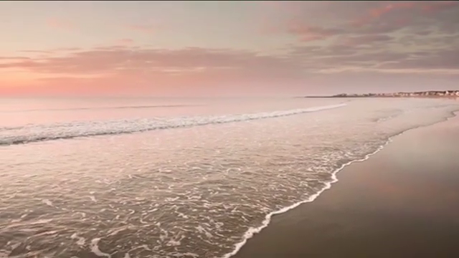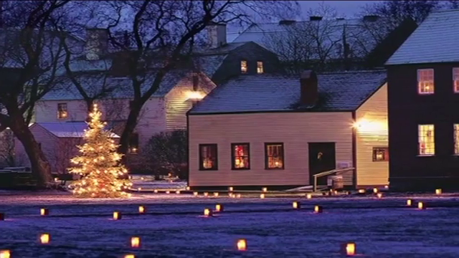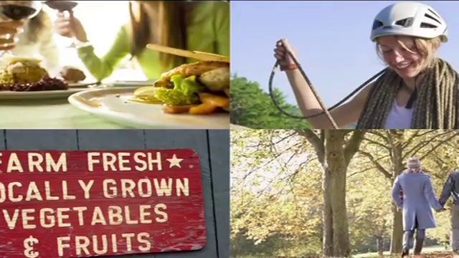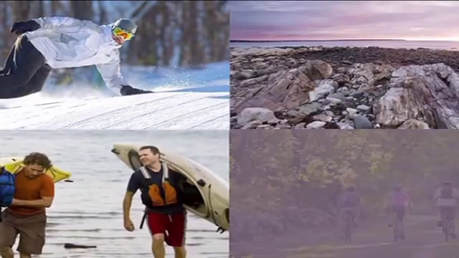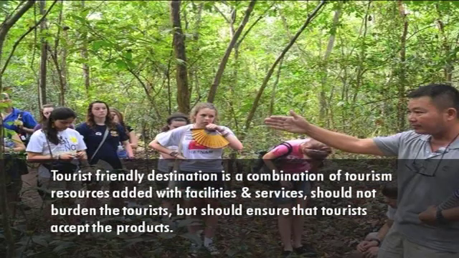In tourism, a product consists of several elements like activities, services, accommodation, food, transportation, local goods, and entertainment. On the one hand, a tourist-friendly destination is a combination of tourism resources added with facilities and services that will not burden the tourists and ensures that the products are accepted by tourists.